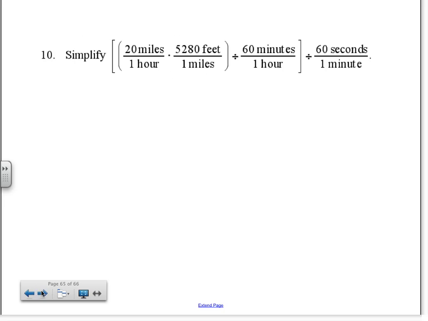Last one. Tomorrow, if you want to ask more about the dimensional analysis, please feel free to ask. But this problem is a demonstration of that. I'm basically asking you to convert miles per hour to feet per second. Okay? Miles per hour to feet per second.